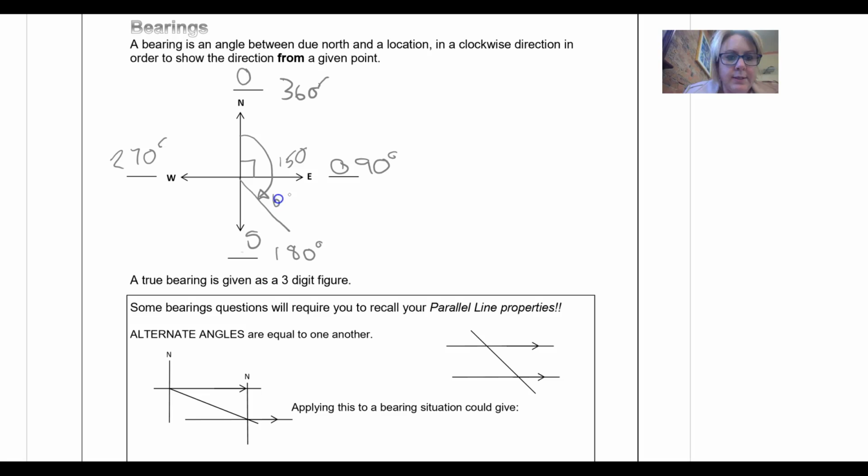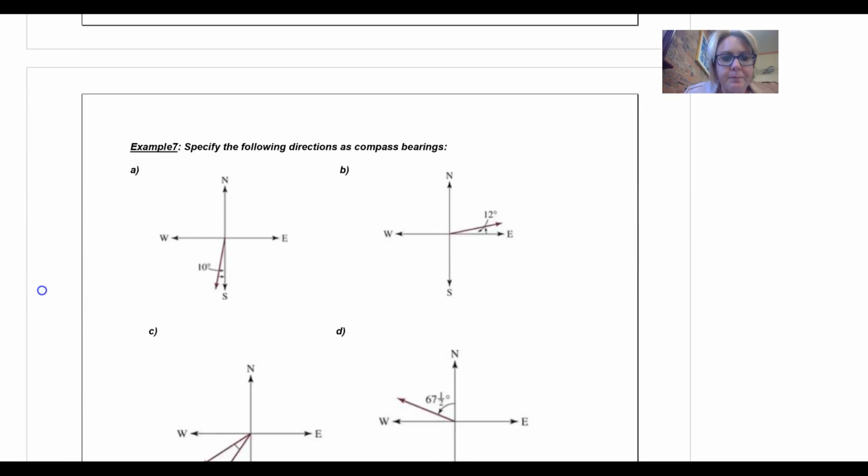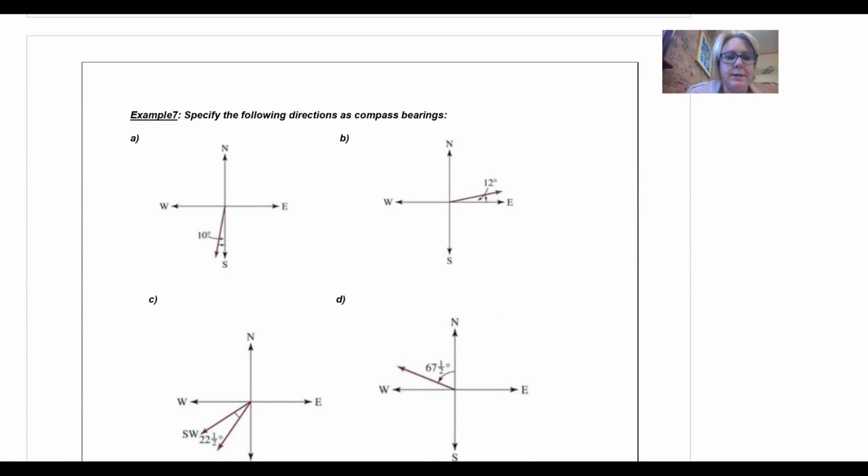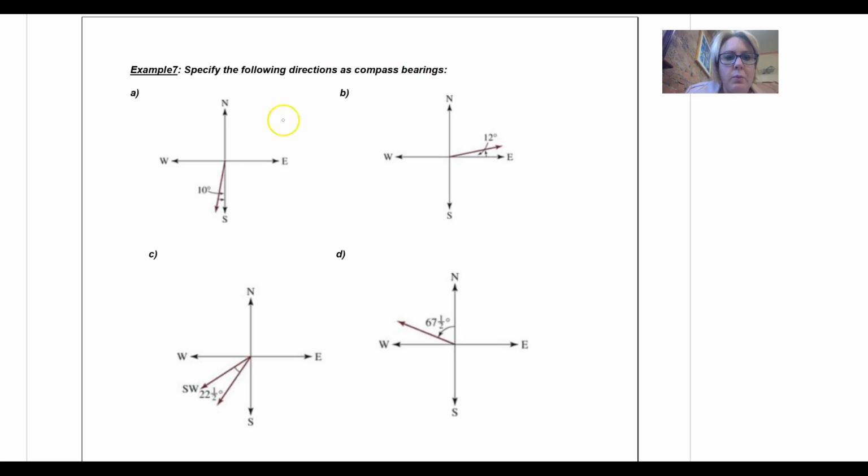That would make this one 60 and this one 30. So to mark those in is pretty important. I'll come back to this. I'll just do some questions. What is the bearing?